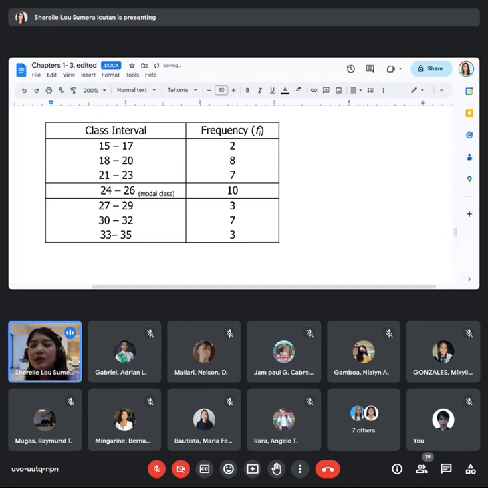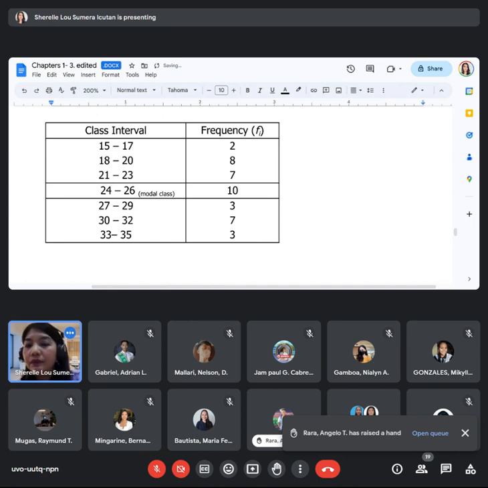Pero kung ang binigay sa inyo is group data, you have to make a frequency distribution data table out of that data. Then, of course, you already know how to do it. But sometimes, the objective is not for you to write the FDT or the frequency distribution table. You just have to compute for the given data.